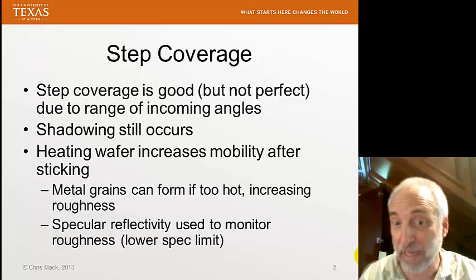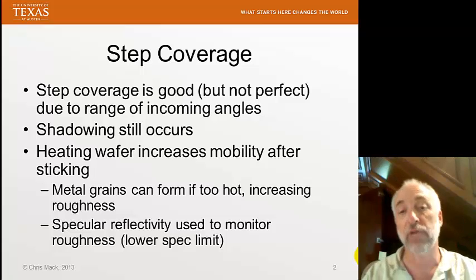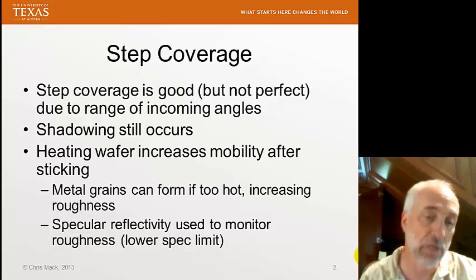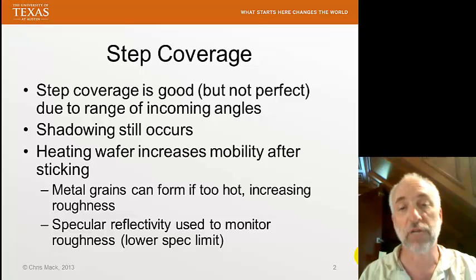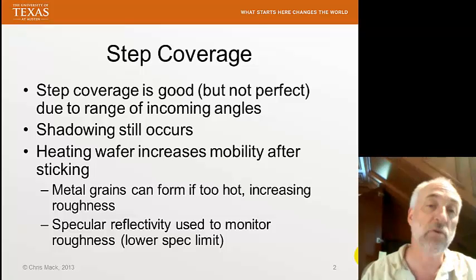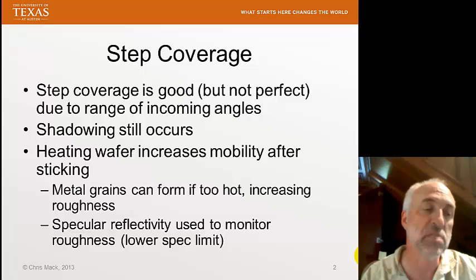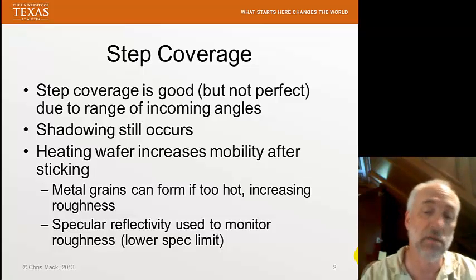And if the specular reflectivity starts to go down, that means the scattering is going up. If the scattering goes up, that's an indication of roughness. So a very easy way of monitoring whether our metal grains are getting too big, whether we're getting too much roughness in the surface because we've heated up our wafer a little bit too much to try to improve our step coverage, is by monitoring the specular reflectivity. If it goes below some specification limit, maybe it's 80%. If the reflectivity drops below 80%, we might say we have a problem. We need to fix it.